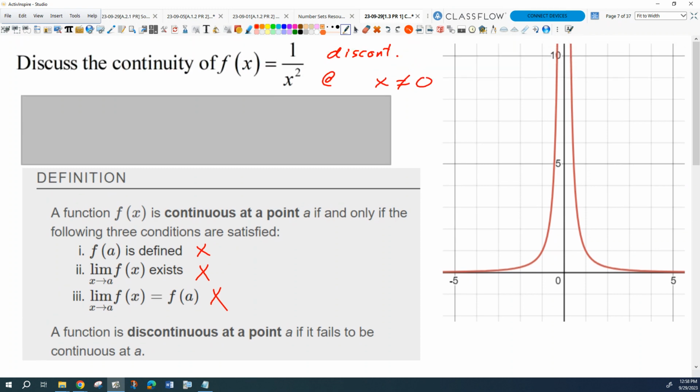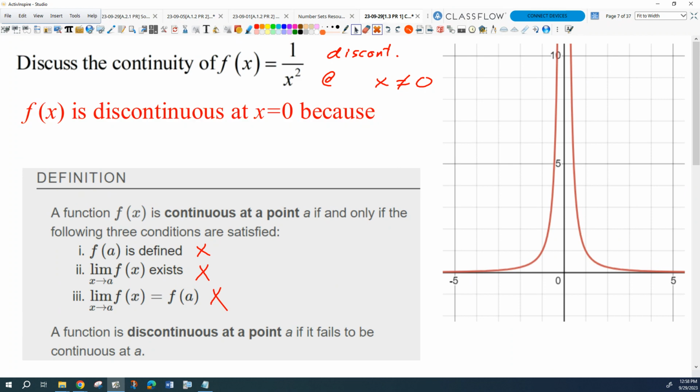So what could we say here about this discontinuity? It's discontinuous at x equals 0 because there's no limit and there's no function, right? The limit doesn't exist and the function doesn't exist. Okay? Give me thumbs on this. Is that making sense? See how we're getting all this stuff? Okay.